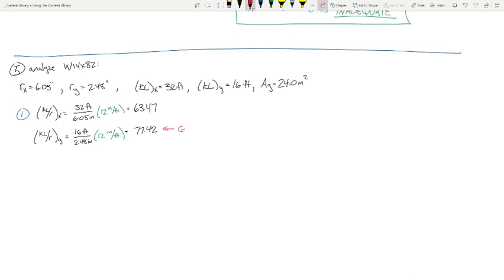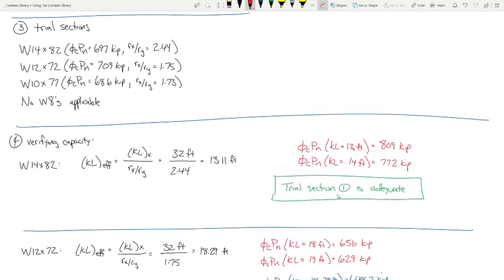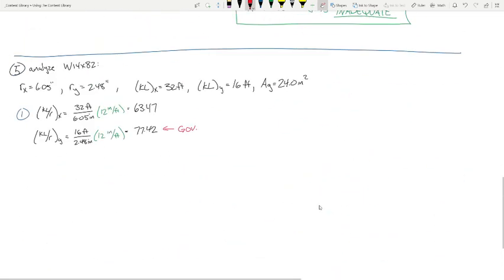And here's something that's kind of interesting. What is this saying if KL over R and the y-axis is what governs? It's saying that weak axis buckling governs this column, right? That's exactly what we found earlier. This is just more or less verifying that what we did is correct. Because when we did the W14 by 82, we got this and we found that there was no need to interpolate because it didn't matter what we got. We knew the section was going to be adequate. We're going to see the same thing here. But again, I still think this step is valuable when you've gone through back and forth a few different trial shapes.